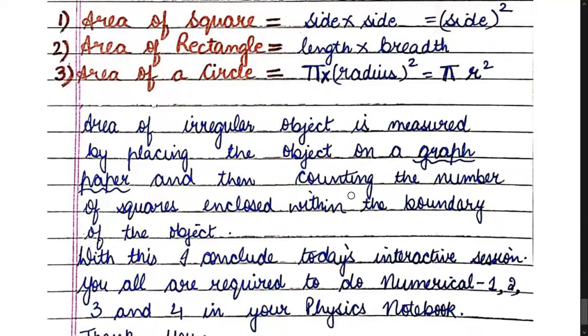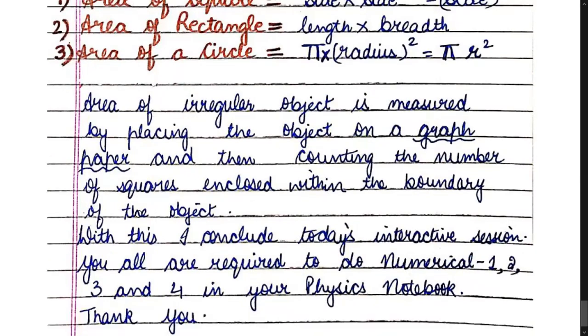Children, area of an irregular object is measured by placing the object on a graph paper and then counting the number of squares enclosed within the boundary of the object. And area of irregular object you have already done in your class 5th mathematics.